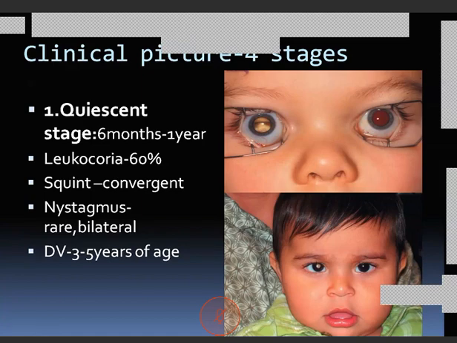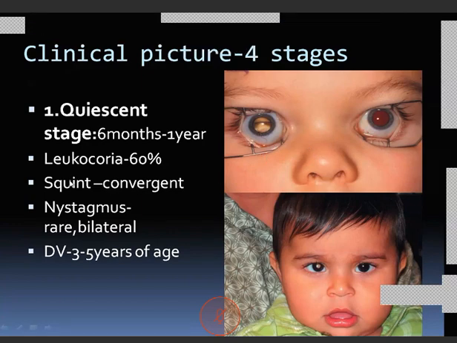Amaurosis means lack of vision, loss of vision. Because of retinoblastoma, the vision will be lost. So, amaurotic cat's eye reflex. Leukocoria you can see here also. This is the normal, and you can see the white pupillary reflex. It is present in 60% of the cases.